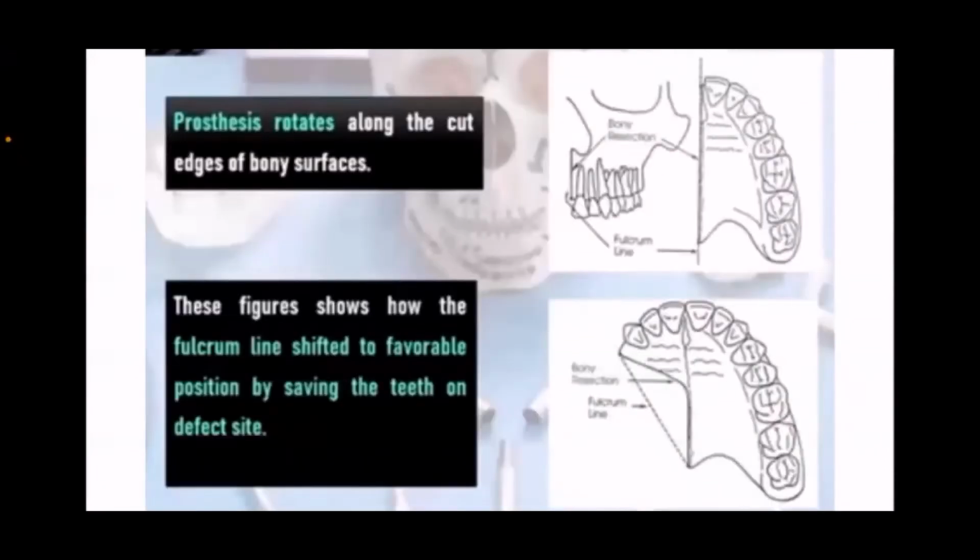So these figures show how the fulcrum line shifted to a favorable position just by saving the teeth on the defective side. If not all the incisors, even at least saving a central incisor on the defective side will help in shifting this fulcrum line to a favorable position, because our prosthesis, which we delivered, rotates along the cut edges of bony surfaces.